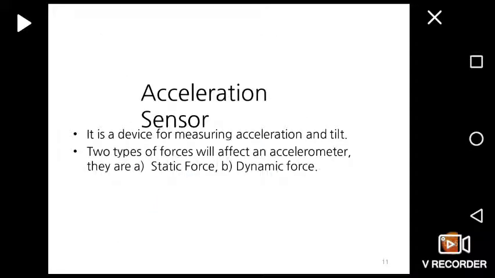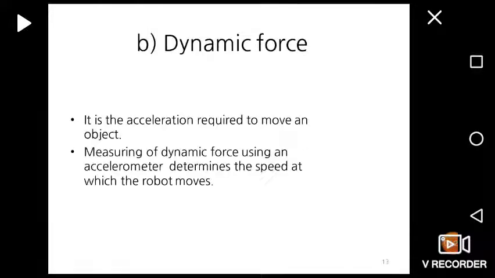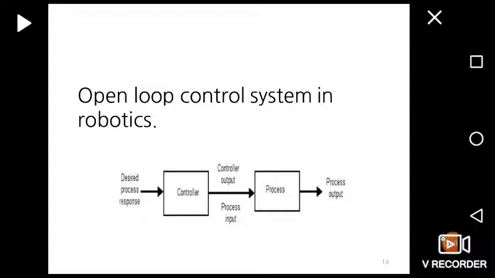Acceleration sensor. It is a device for measuring acceleration and tilt. Two types of forces affect an accelerometer: static force and dynamic force. Static force is the frictional force between any two objects. By measuring the gravity, we can determine how much the robot tilts. This measurement is useful in balancing robots. Dynamic force is the acceleration required to move an object. Measuring dynamic force using an accelerometer determines the speed at which the robot moves.